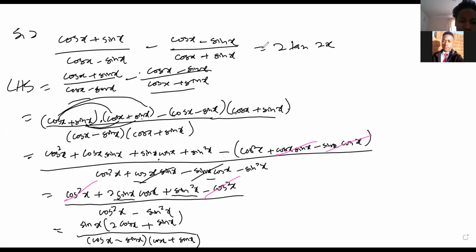Wait, is this correct? What did I do here? Oh, okay, I didn't have to factorize this. Remember your cos 2x is the same as cos squared x minus sine squared x. Can you see this is what we have here? That means my denominator will be cos 2x.